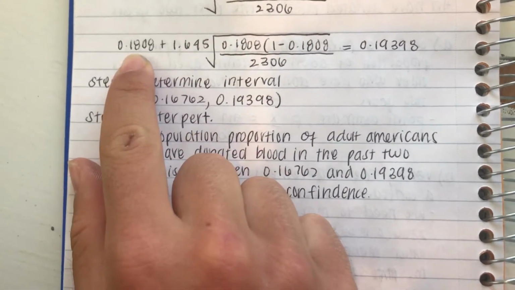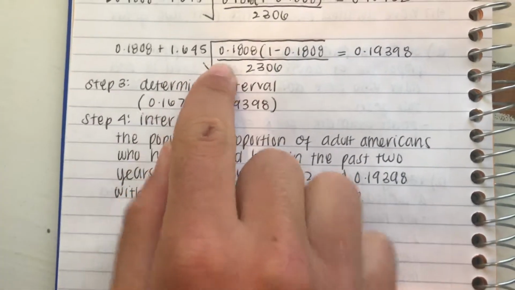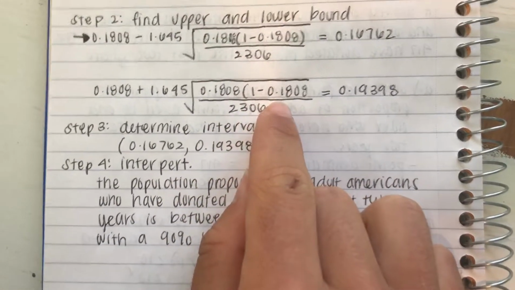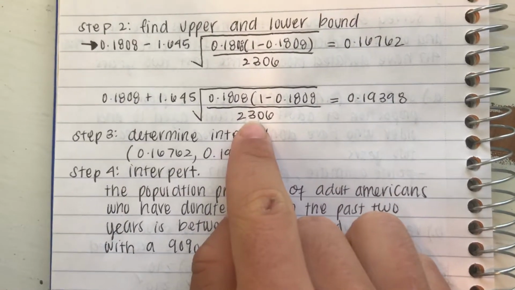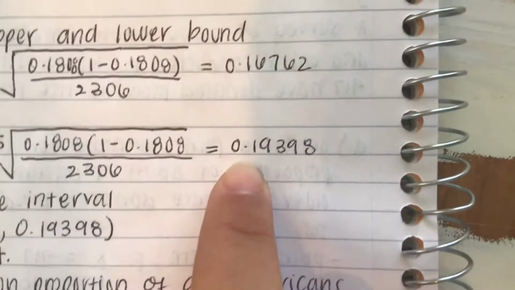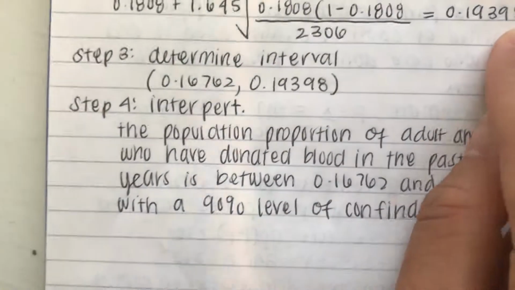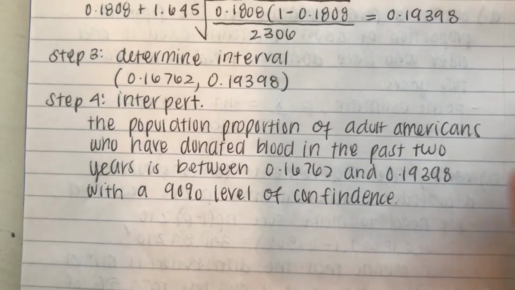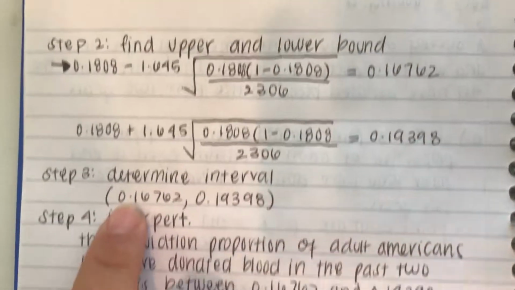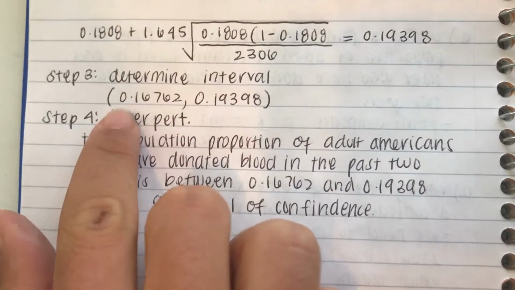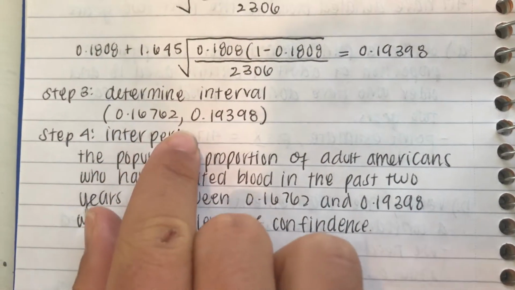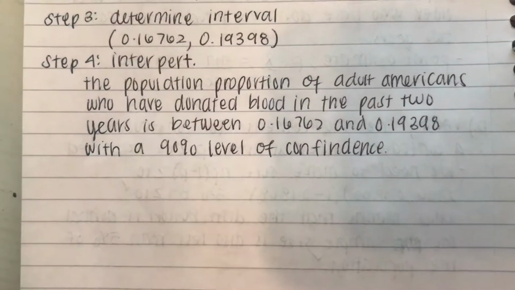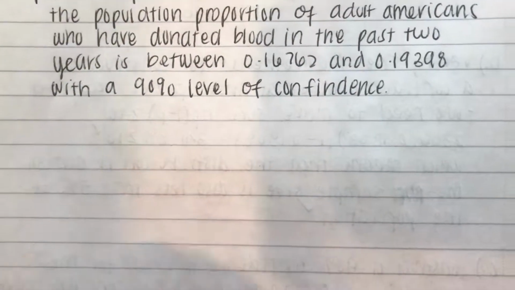So 0.1808 plus 1.645 times the square root of 0.1808 times 1 minus 0.1808 over 2,306, and that equals 0.19398. So step 3 is to determine the interval. So the interval is basically just these two numbers. So we know the interval is in parentheses 0.16762, comma 0.19398.